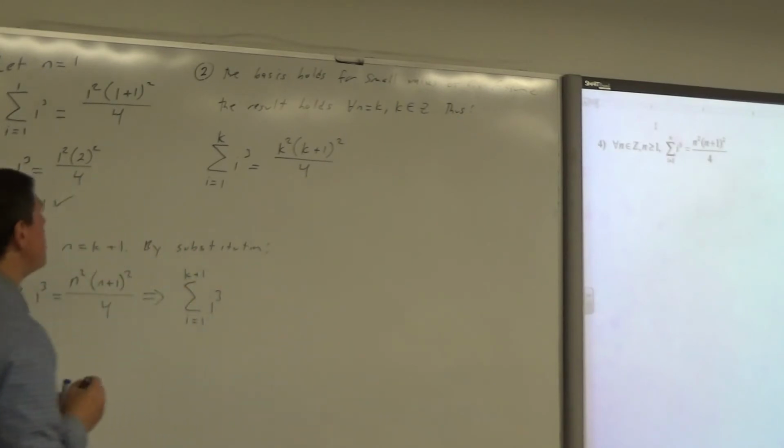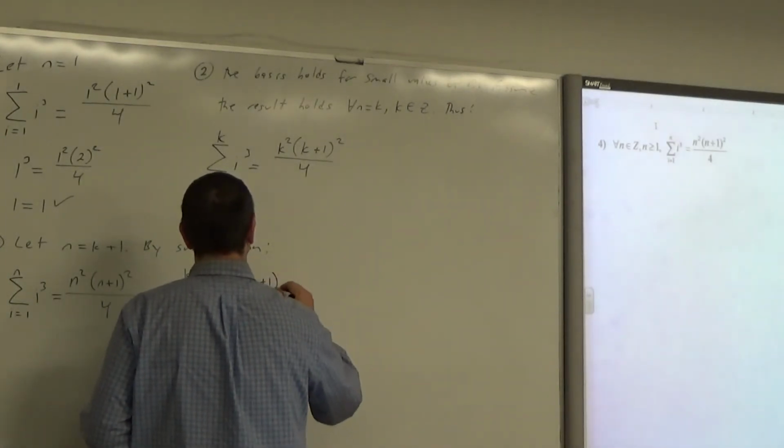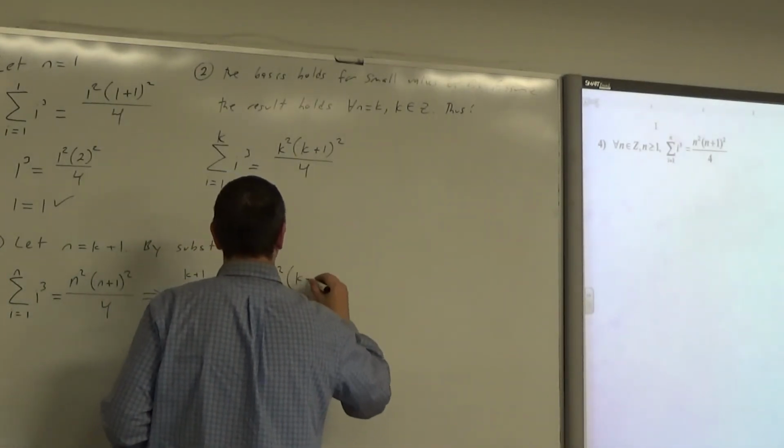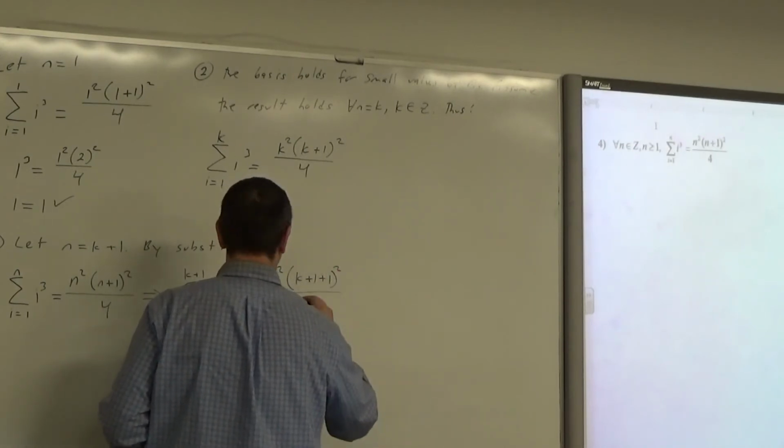Again, notice that I did not mess with the index i. The only thing that I changed was the upper bound. So I'm just substituting for n's, okay? Don't try to get fancy with it, just substitute for n. That's going to be equal, hopefully, to k plus 1 squared, k plus 2 squared, divided by 4.